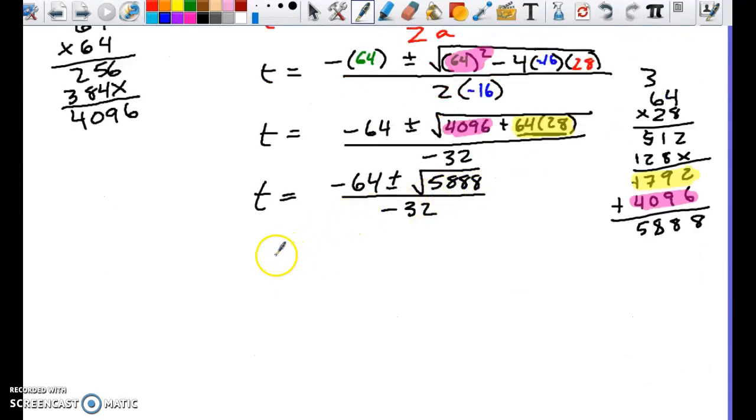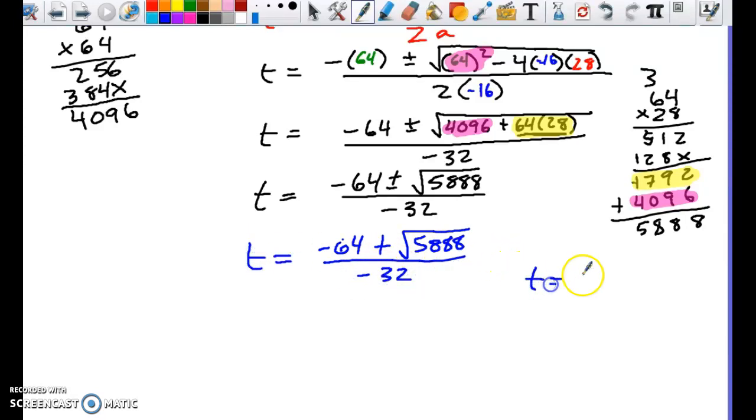I know there should be two real answers, and one of them is going to be t equals negative 64 plus the square root of 5,888 over negative 32, and the other answer, t equals negative 64 minus the square root of 5,888, all over negative 32.